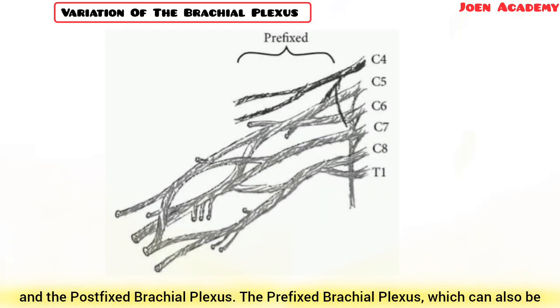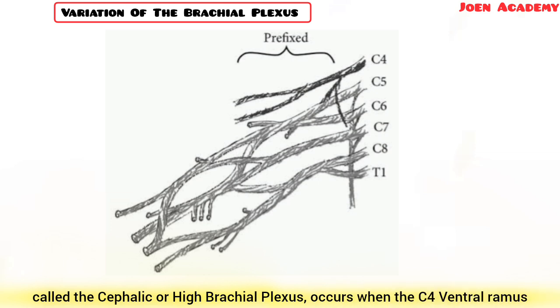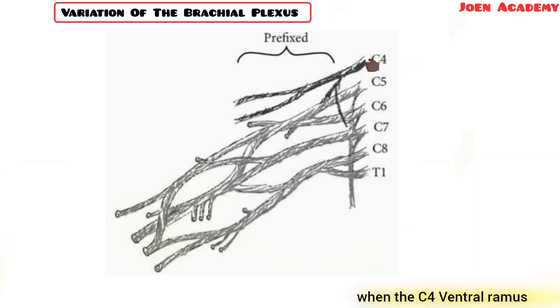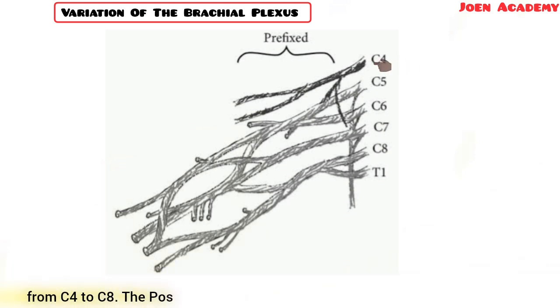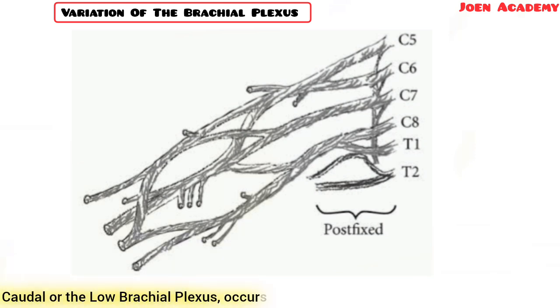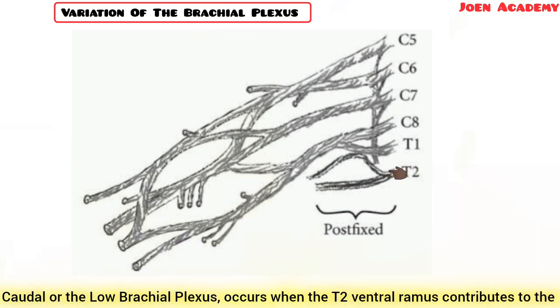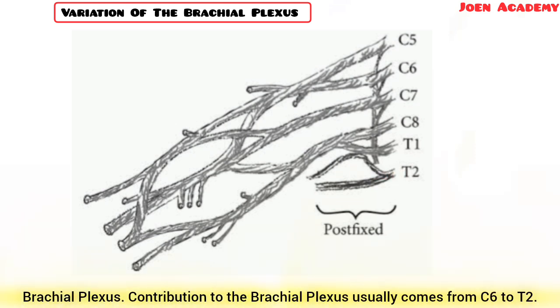The prefixed brachial plexus, which can also be called the cephalic or high brachial plexus, occurs when the C4 ventral ramus contributes to the brachial plexus. Contribution to the brachial plexus usually commences from C4 to C8. The postfixed brachial plexus, which can also be regarded as the caudal or the low brachial plexus, occurs when the T2 ventral ramus contributes to the brachial plexus. Contribution to the brachial plexus usually comes from C6 to T2.